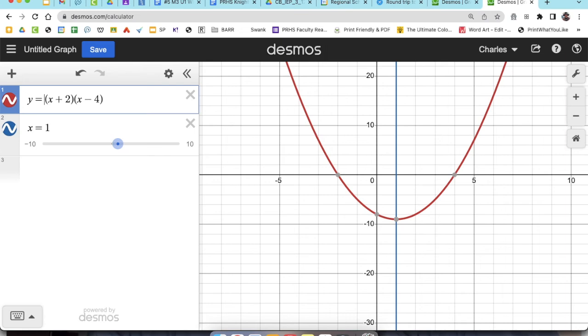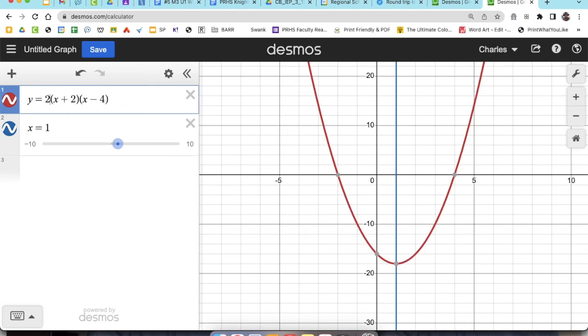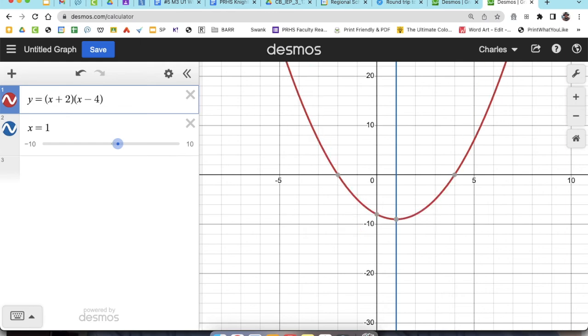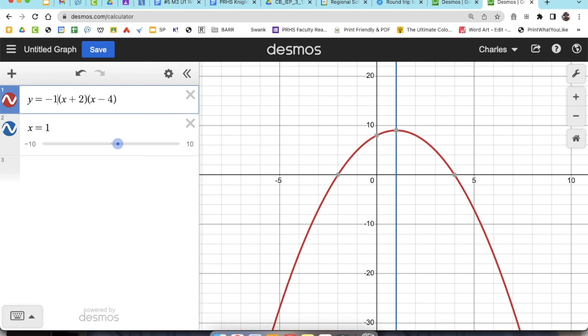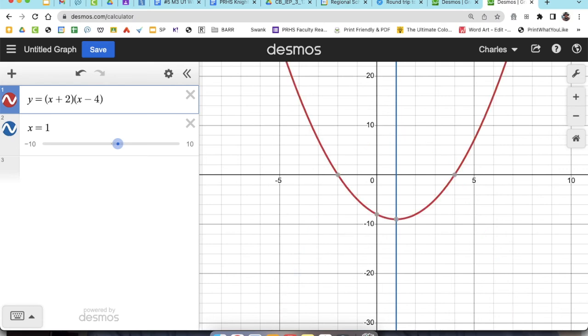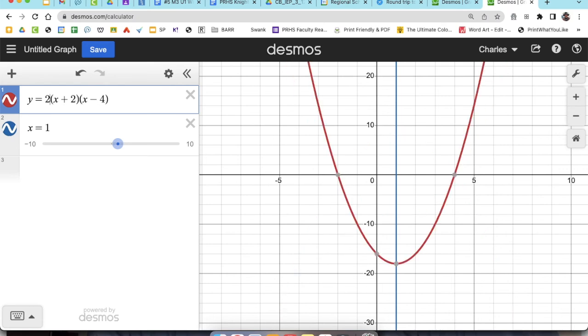The vertex is still along the blue line that you see, which is the line of symmetry where x equals 1. And any value that I put in front of here is going to change where the vertex appears, but the x value of that vertex is still always going to be 1, which is halfway in between the x-intercepts.